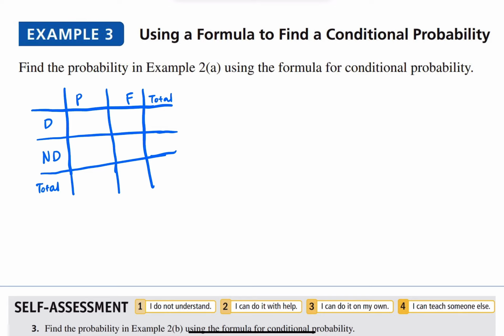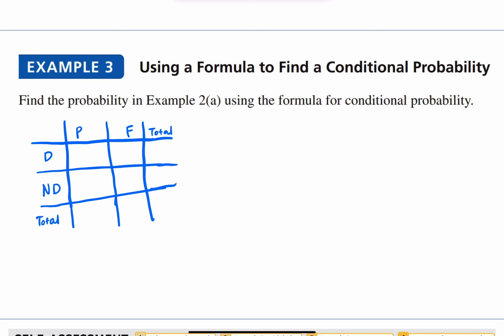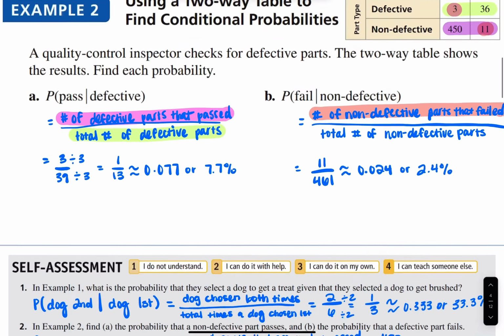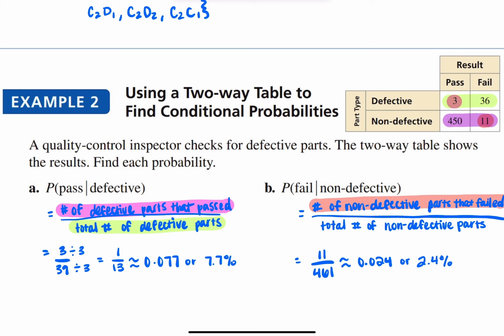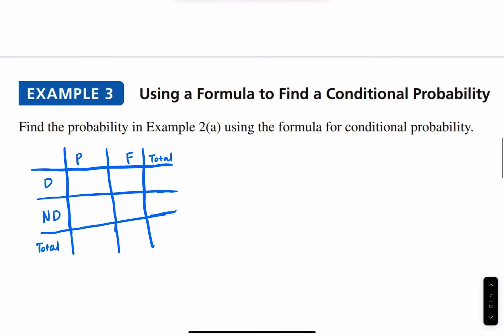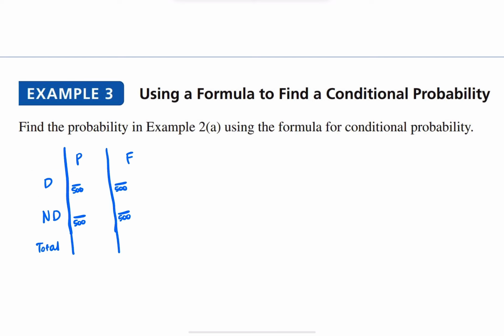So the first thing we want to do is figure out the number of total parts. So looking back, if I add 3 plus 36 plus 450 plus 11, that's going to be 39 plus 461, which is 500. So I'm dividing everything by 500. And I did the same thing that I did in the last lesson, and I made this too small.